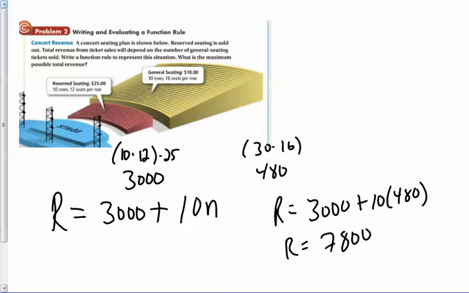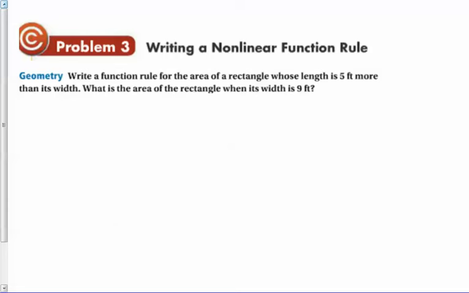So you got it. Pause the video, do it. I'll see you back here in a minute. We're going to look at nonlinear stuff. Write a function rule for the area of a rectangle whose length is 5 feet more than its width.